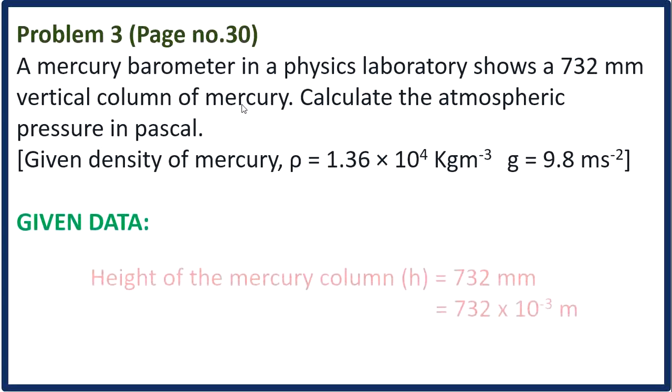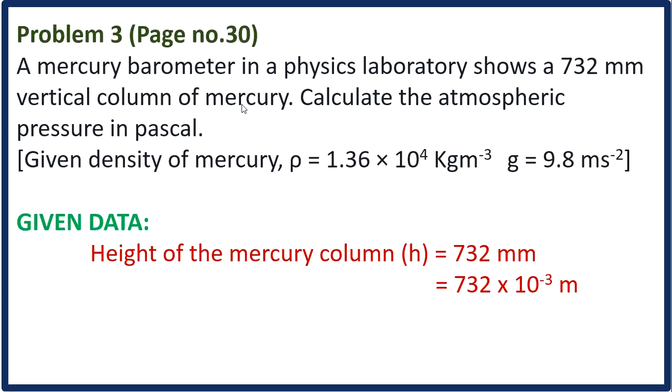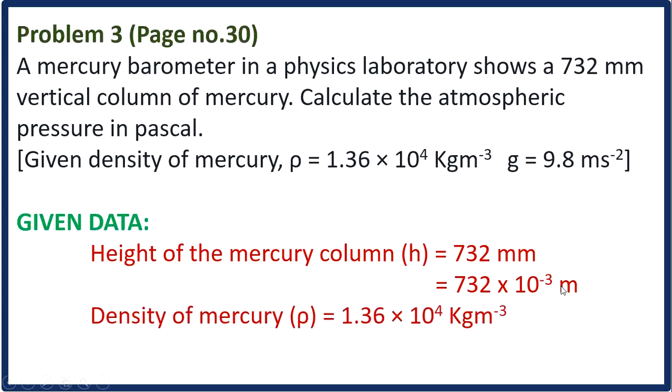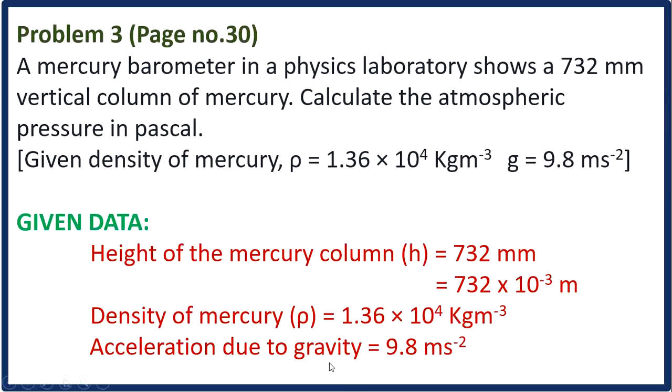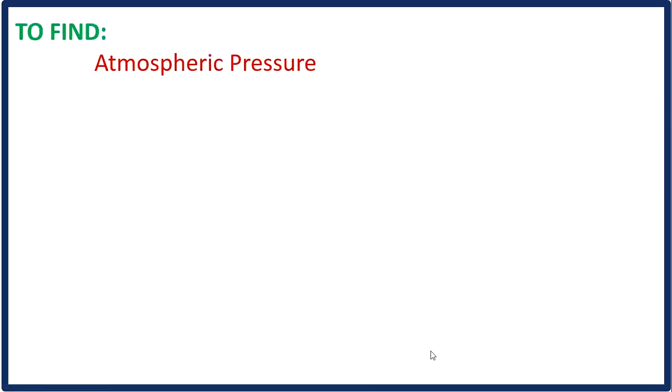So given data, height of the mercury column h is equal to 732 millimeter. Convert this millimeter into meter. So we can divide 732 by 1000. We get 732 into 10 power minus 3 meter. Density of mercury 1.36 into 10 power 4 kilogram m^-3, and acceleration due to gravity is given as 9.8 m s^-2. We can calculate atmospheric pressure.